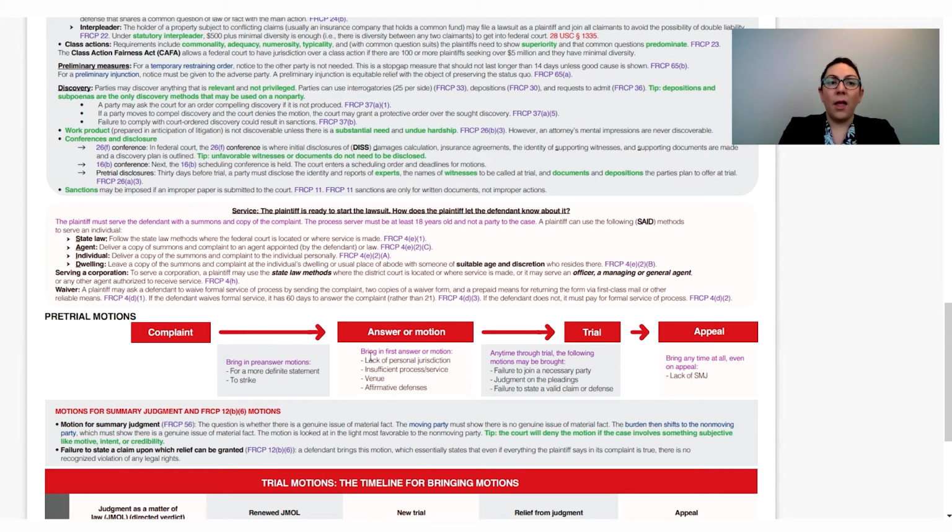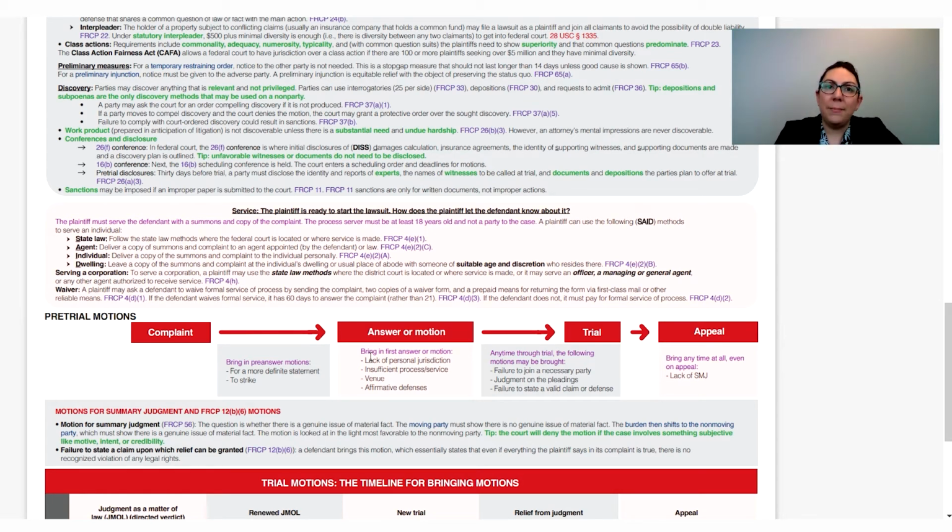agent. Number 3, you can serve an individual. If I'm being sued, the process server could just walk up to me and say, here you go, here's the summons and complaint. And number 4 is a dwelling. You can leave a copy of the summons and complaint at the person's dwelling with someone of suitable age and discretion who lives there. You can't simply tack it on their door. You have to hand it to someone, but you can leave it with someone at their person's dwelling.